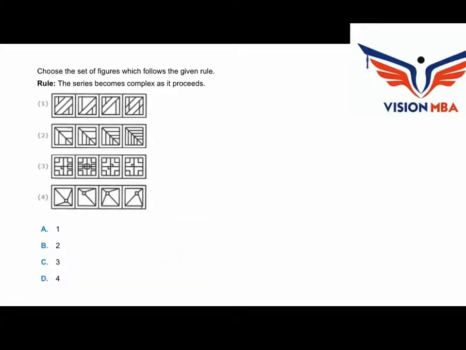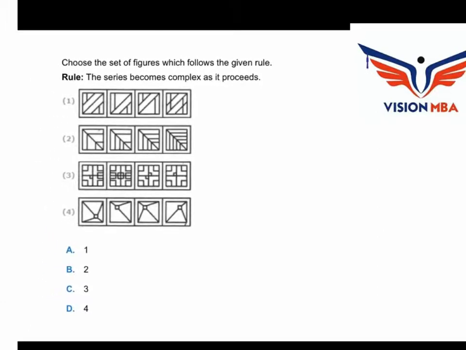Here guys, choose the set of figures which follows the given rule. Now what is the rule? The series becomes complex as it proceeds. Once it proceeds, the series becomes complex. So depending upon the rule given, the option or the series of diagrams that follows this rule is your answer. If you didn't get it, let me repeat what I said. You have to find the series of diagrams where the situation is getting more complex, and that is your answer. Now let me give you a few clues before I ask you to pause the presentation and try to find the answer on your own.